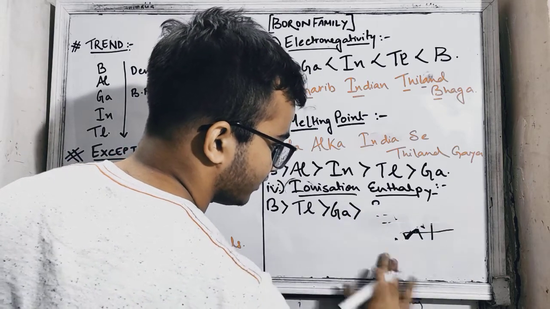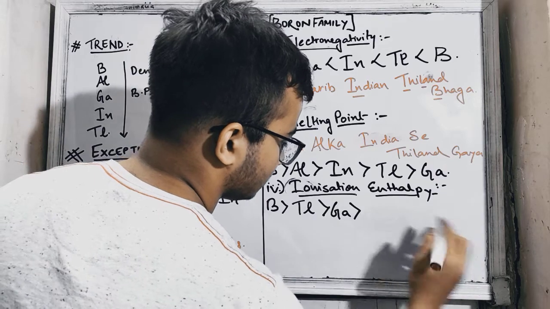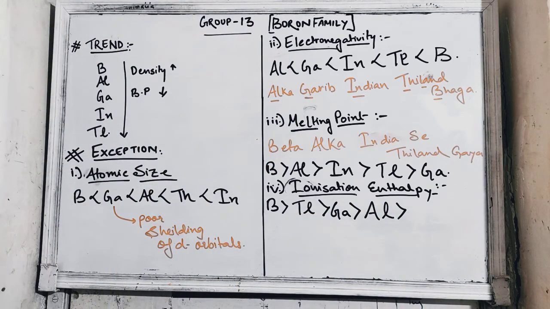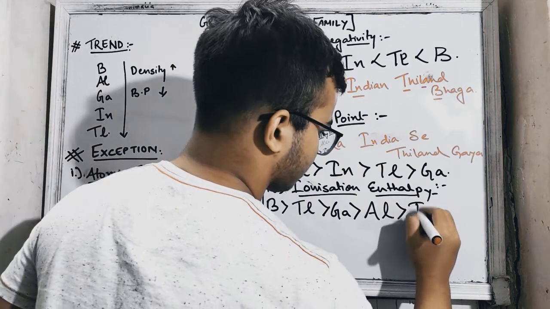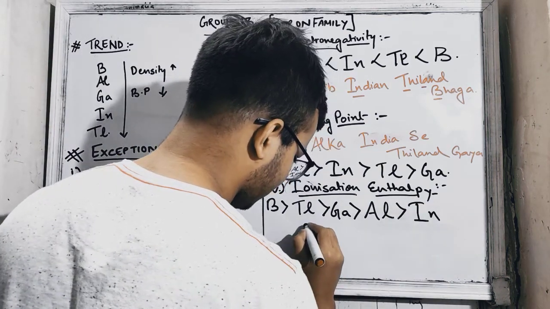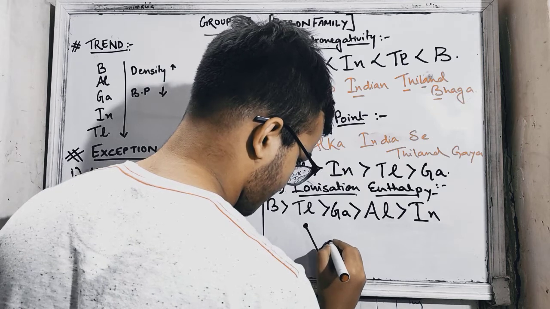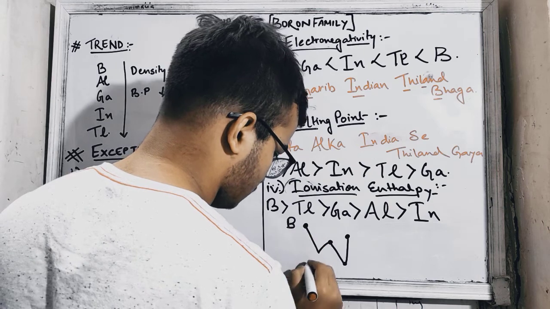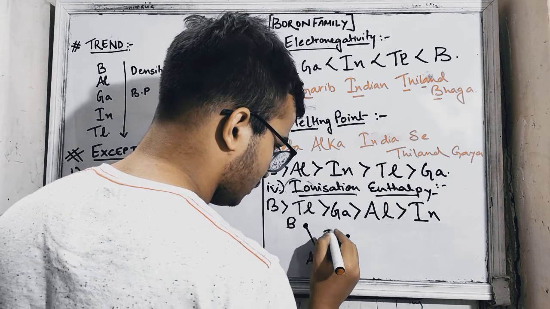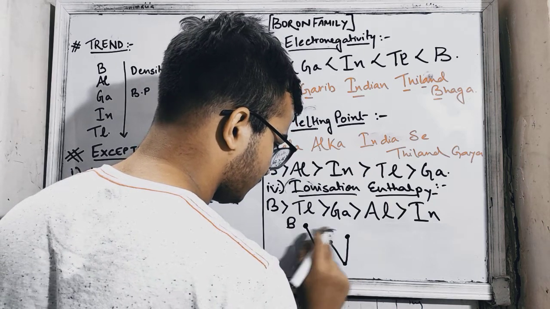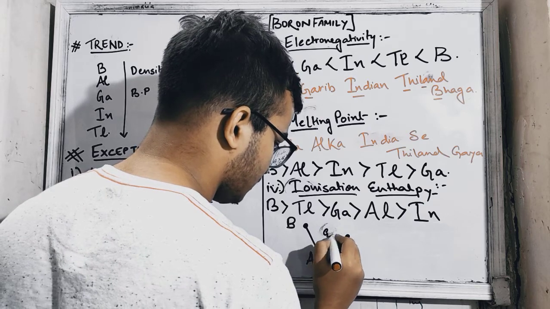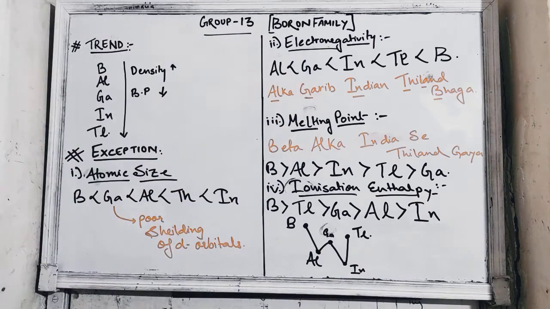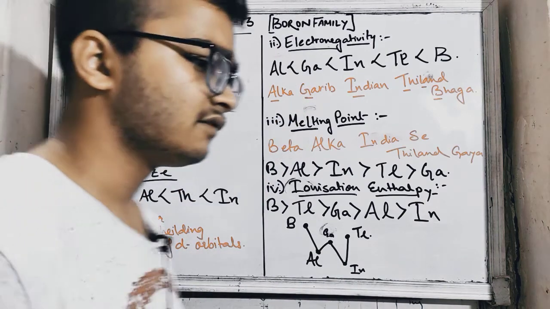Next is aluminium. Next, at last, we have indium. So the W was like this. So boron, thallium, gallium, aluminium, indium. Here comes the end of the exception series.